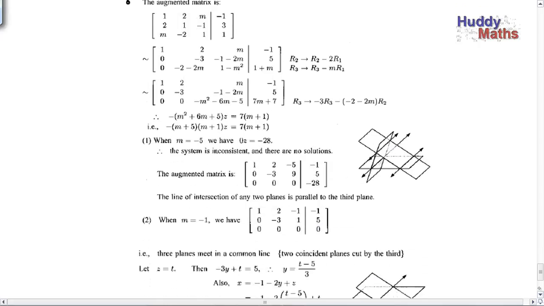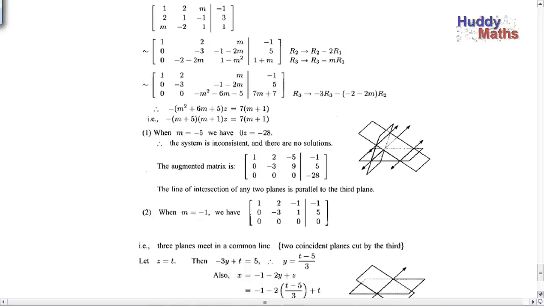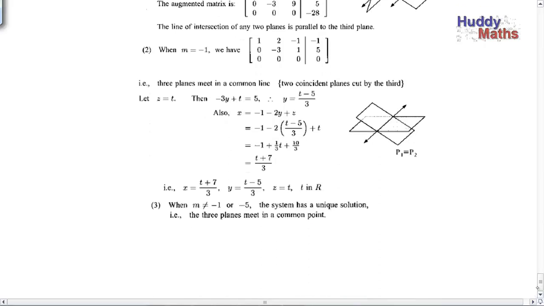Question 6. Fair bit of hard work there. And the last part of question 6.